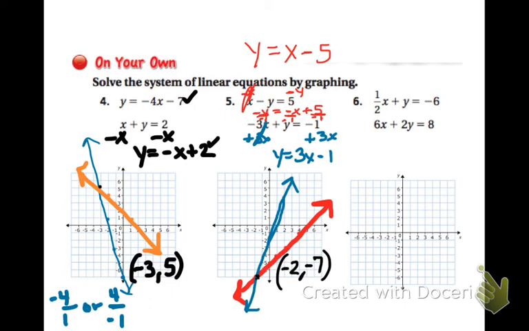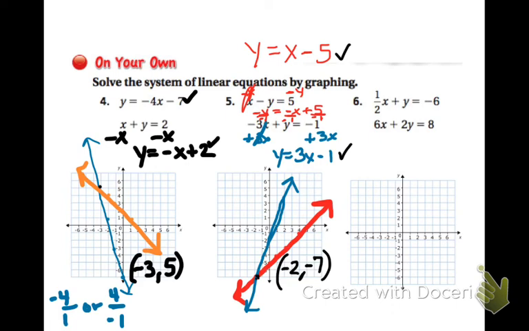So the last step is to double check it. If I substitute in a -2 for x, -2 minus 5 equals -7. If I take -2 times 3, I get a -6. -6 minus 1 is -7. So I've just checked that it works for both equations. Okay, that's an important step.